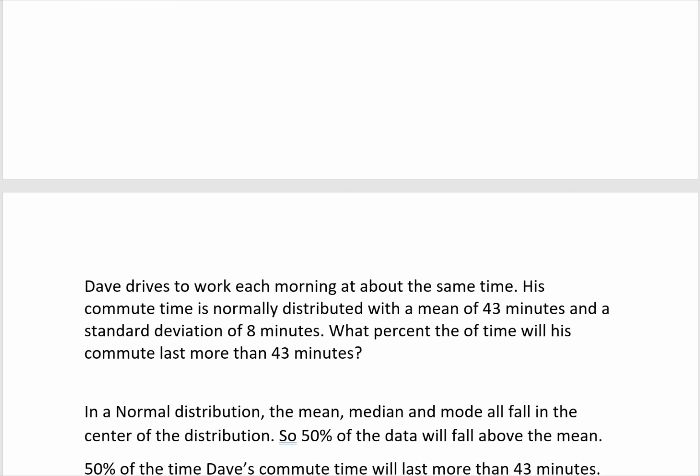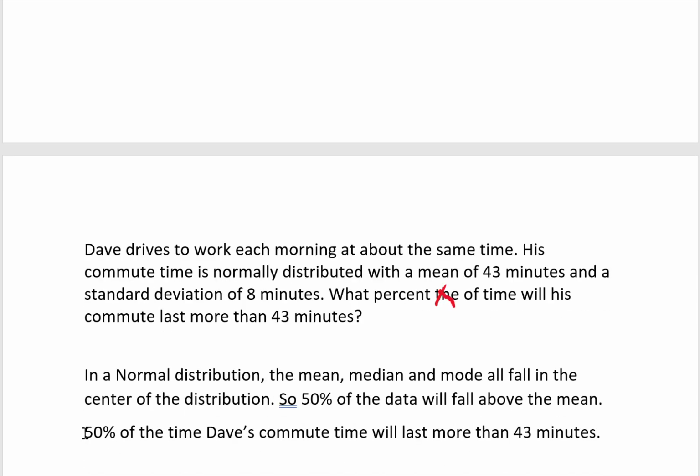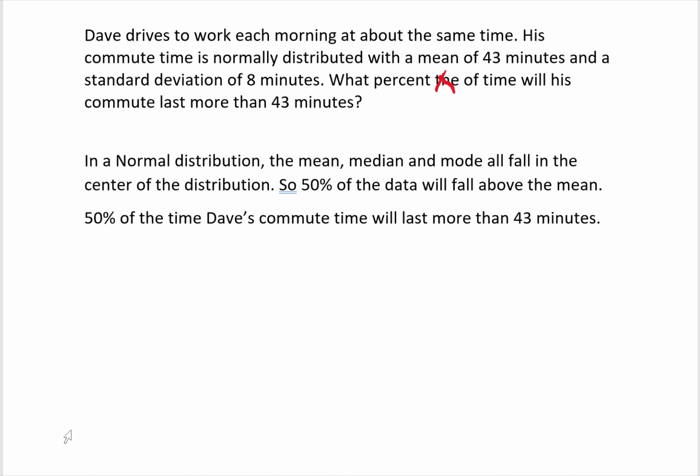Same situation. Dave drives to work each morning at about the same time. His commute time is normally distributed with a mean of 43 minutes and a standard deviation of 8 minutes. What percent of the time will his commute last more than 43 minutes? In the normal distribution, the mean, the median, and the mode all fall in the center of the distribution, and the center of the distribution here is at 43 minutes. So 50% of the data will fall above the mean, and 50% of the time, Dave's commute time will last more than 43 minutes.